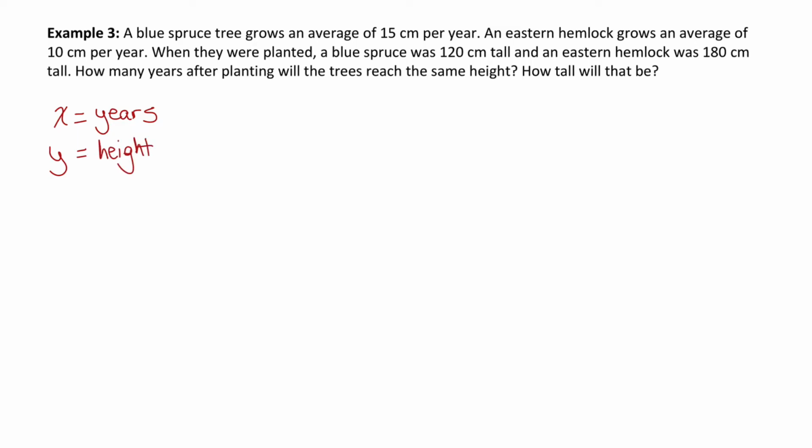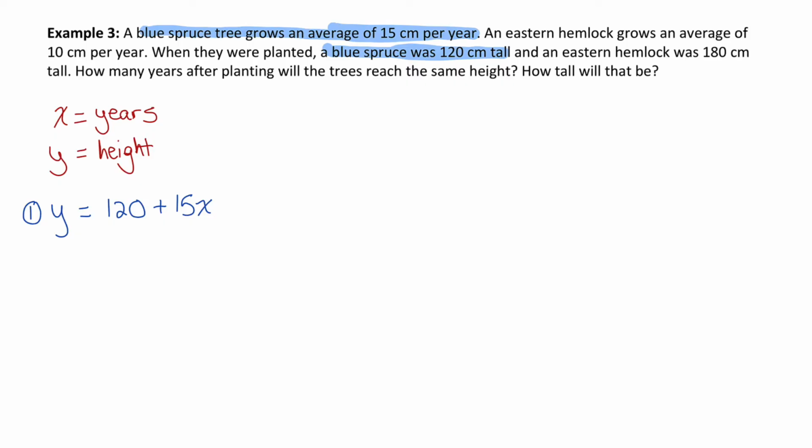And now I have to make two equations that show the relationship between those variables. And since it tells me about two different trees, I should be able to make an equation about each of the trees' heights. The blue spruce grows an average of 15 centimeters a year, and it starts off at a height of 120 centimeters tall. So its total height, which we're defining as y, would be equal to its initial height of 120 centimeters tall, plus it's going to grow an additional 15 centimeters every year. So I can add 15 times the number of years, which we've defined as x. And that equation, which I'll call equation 1, gives me the total height of the blue spruce tree x years after it's been planted.